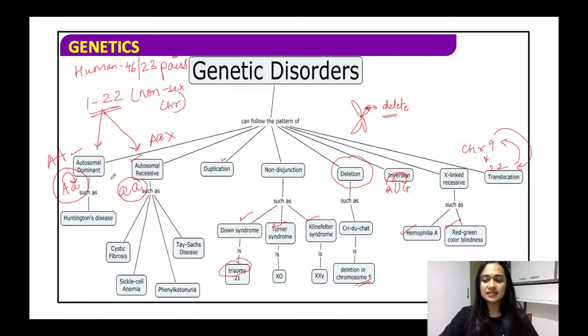So this is the basic method that you need to remember to differentiate between the autosomal dominant and the recessive trait. All right.